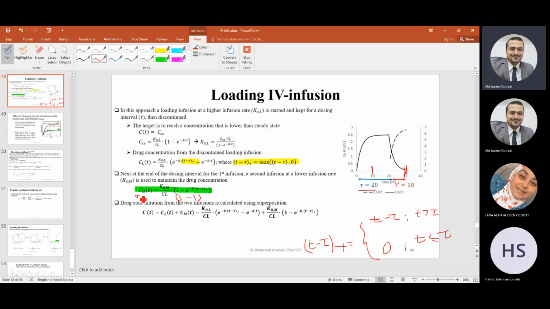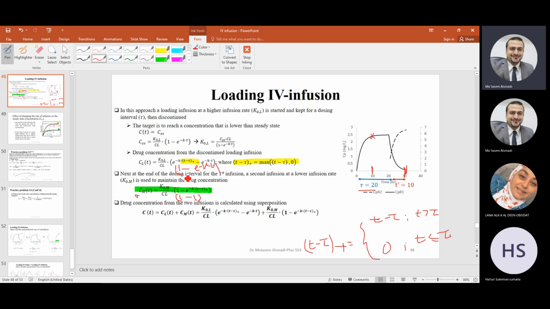At this time point, at time equal to 10 hours, would the maintaining IV infusion exist? The maintaining IV infusion started when? At 20 hours. So there is no contribution from the maintaining IV infusion at 10 hours, because only the loading IV infusion exists, right? And the loading IV infusion is treated as continuous IV infusion, because at this time point the loading infusion was still continuous. It is not discontinued, right? So that part we call 1 minus e to the power minus K times T, right? Which is the equation of what?